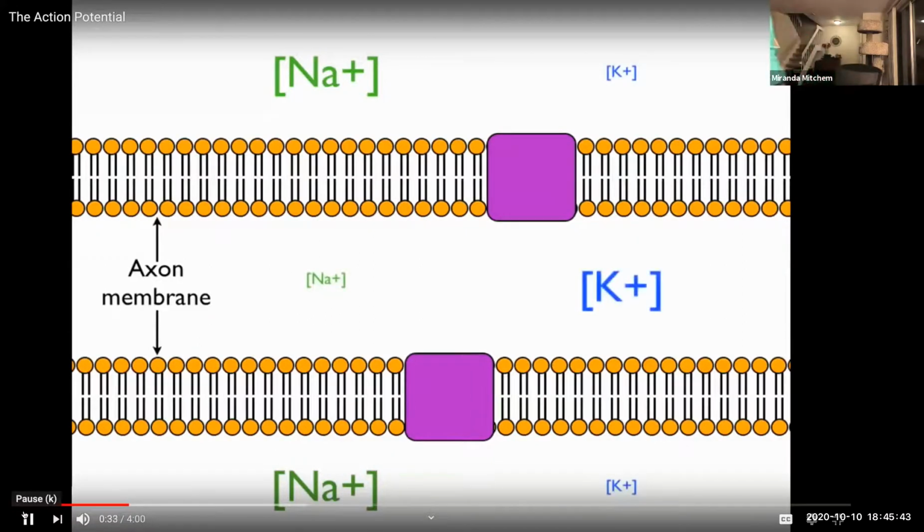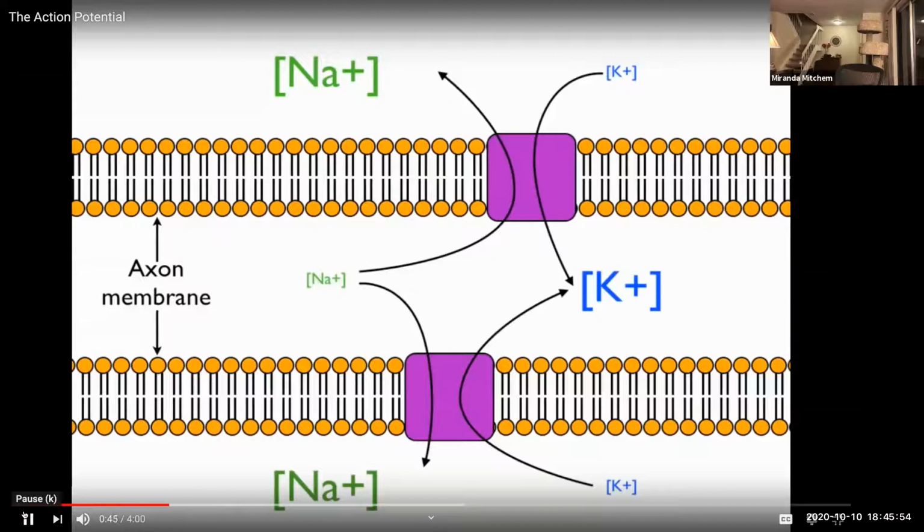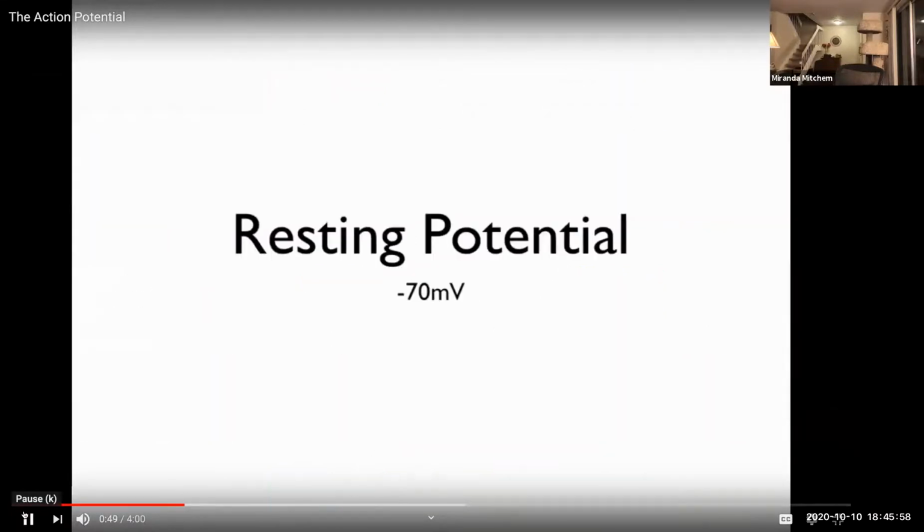Because of the concentration gradient, an active process is needed to maintain the situation, the sodium-potassium pump. This uses energy in the form of ATP to move the ions against their diffusion gradient. And this gives us a resting potential in the neuron, which is about minus 70 millivolts, and it's said to be polarized.